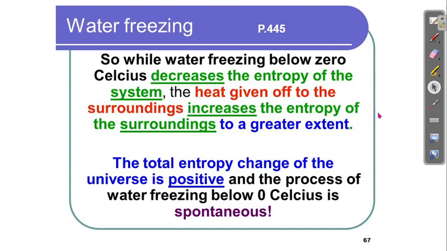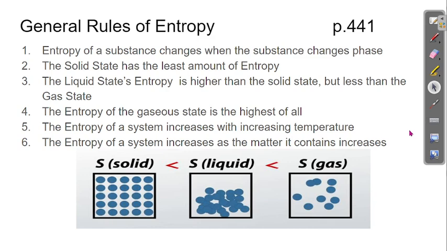You have to take into consideration the whole system, not just the small part of the system where the water was freezing. That energy went into the air, the molecules of air got energy, and overall there was more chaos for that system. So it's spontaneous. Now, page 441. General rules of entropy. You need to know them, not just the definition, but you need to know how it works.